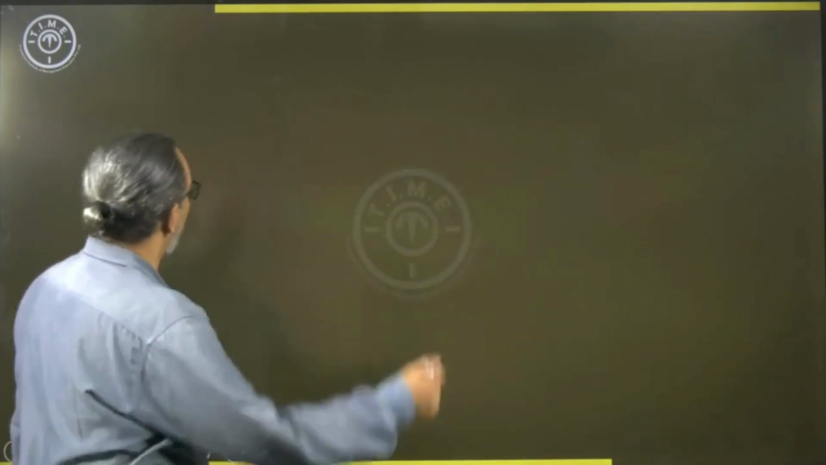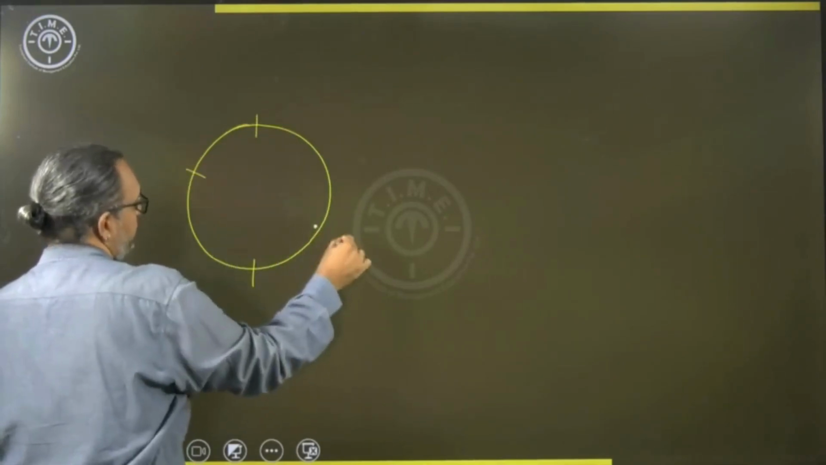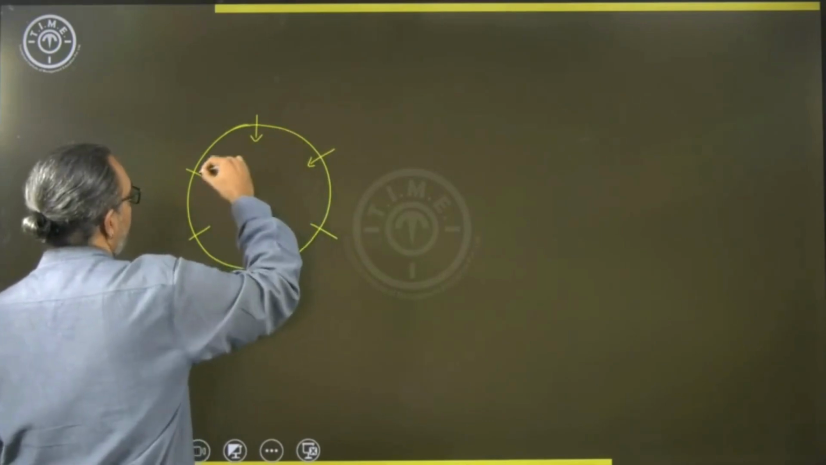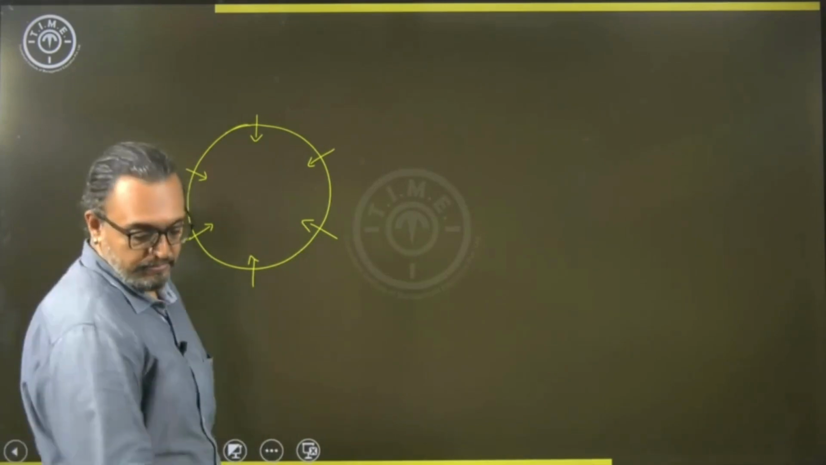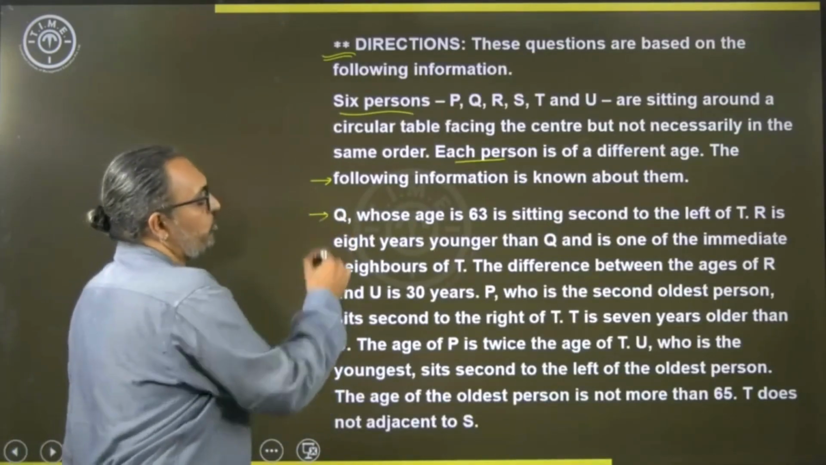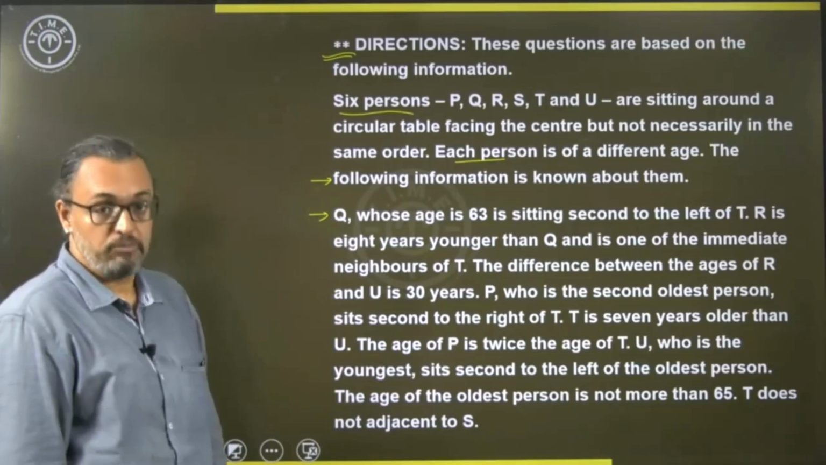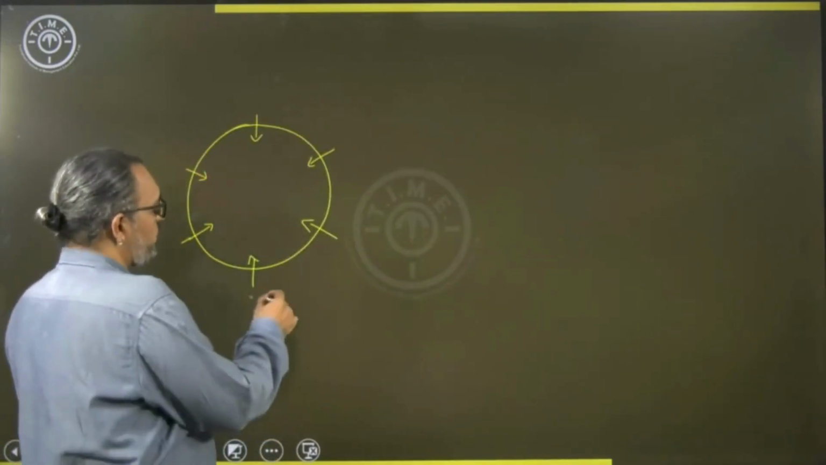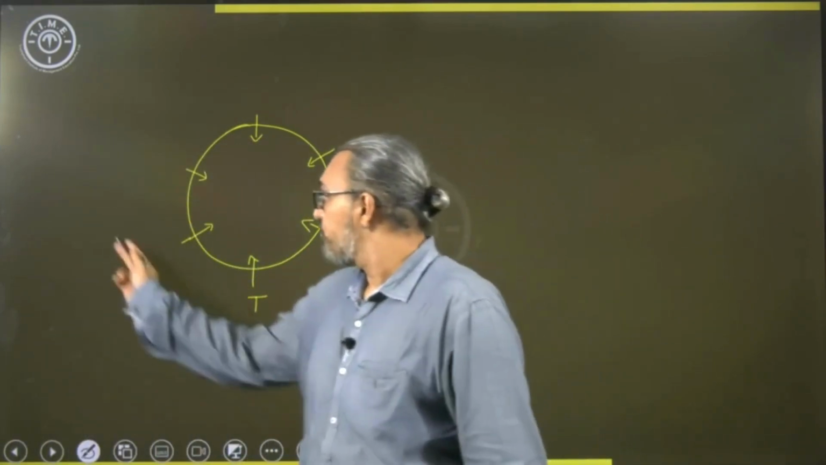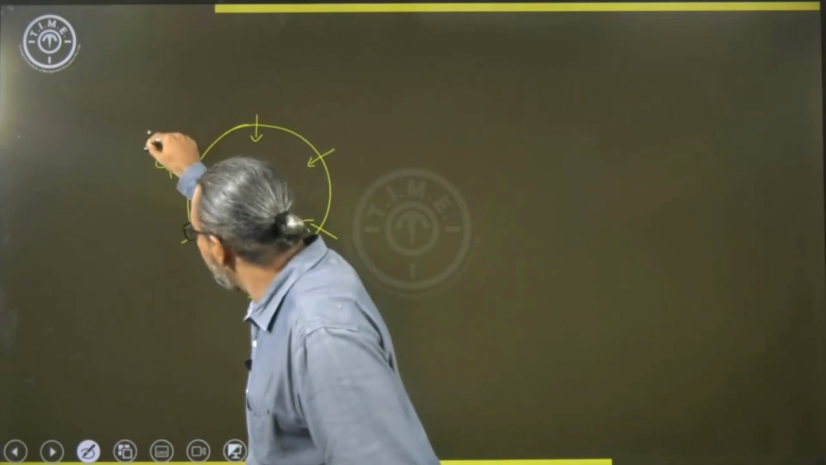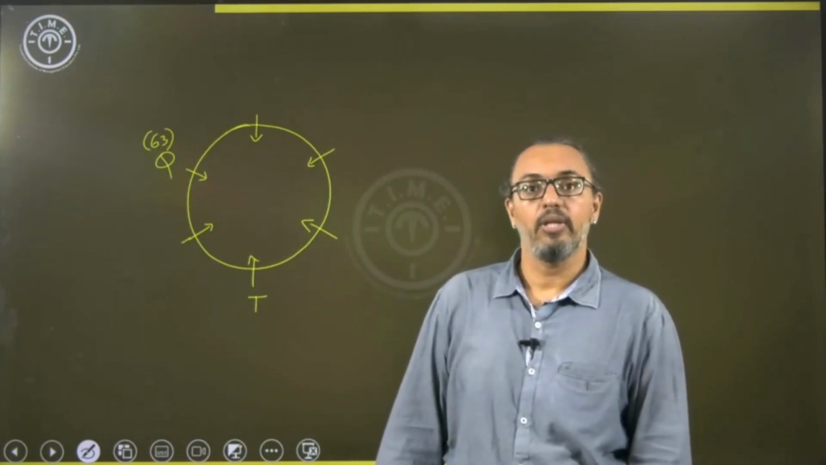Okay, so let's take a circular arrangement with 6 people. All are facing the center. Now, Q, whose age is 63, is sitting second to the left of T. So, you can fix T in any one position. Let's say I put T here. Then Q should be second to the left of T. So, left is clockwise. So, you will have Q here, and Q's age is 63.